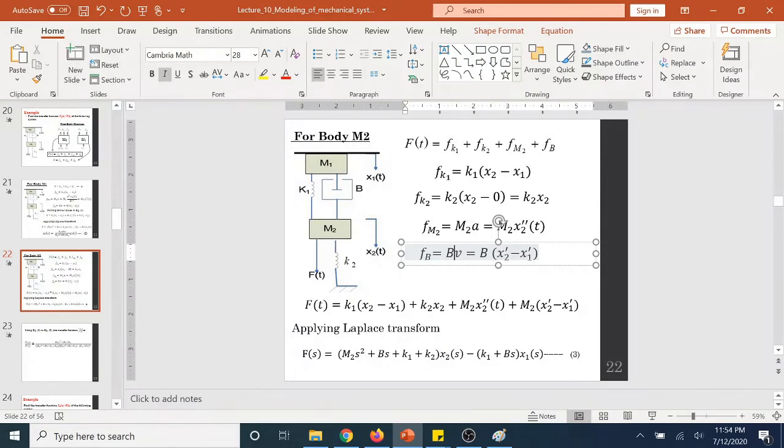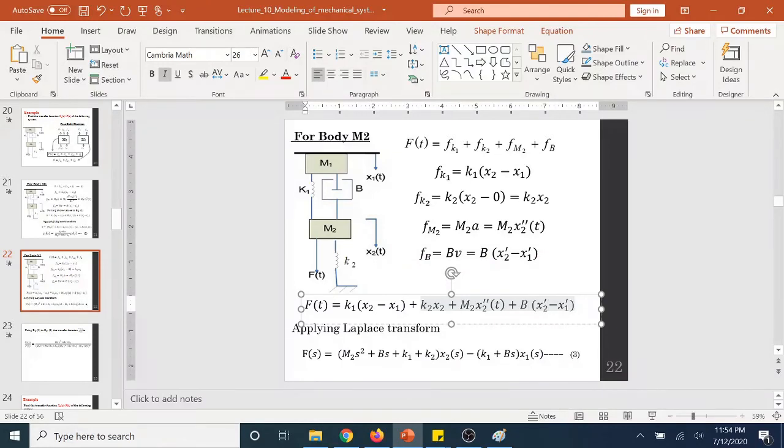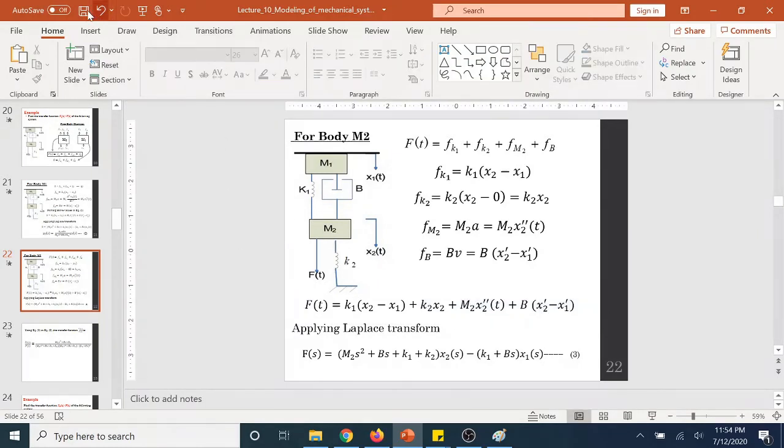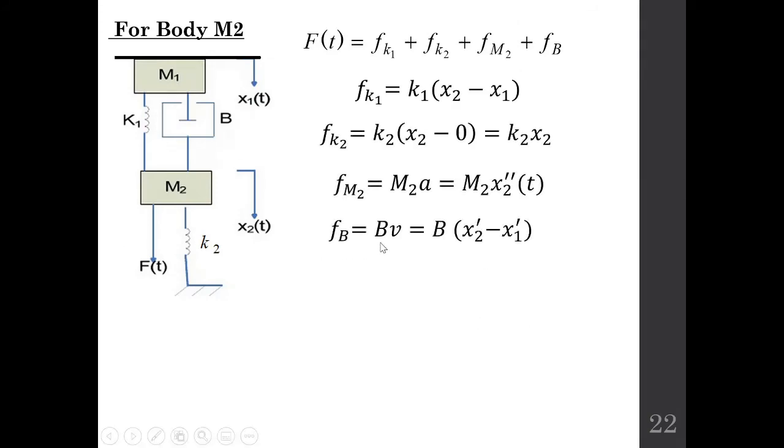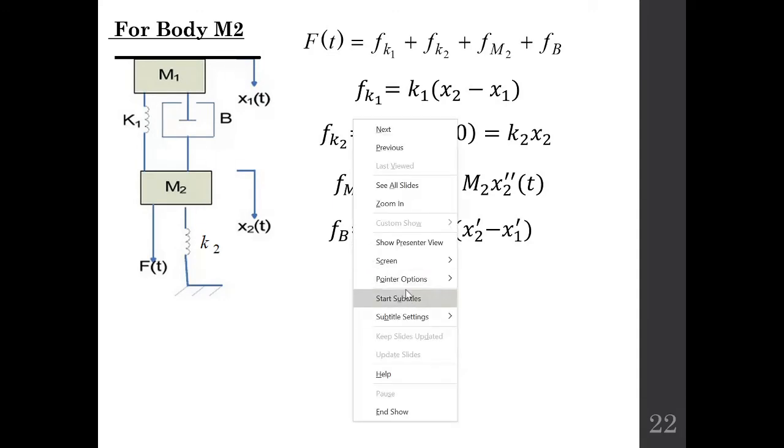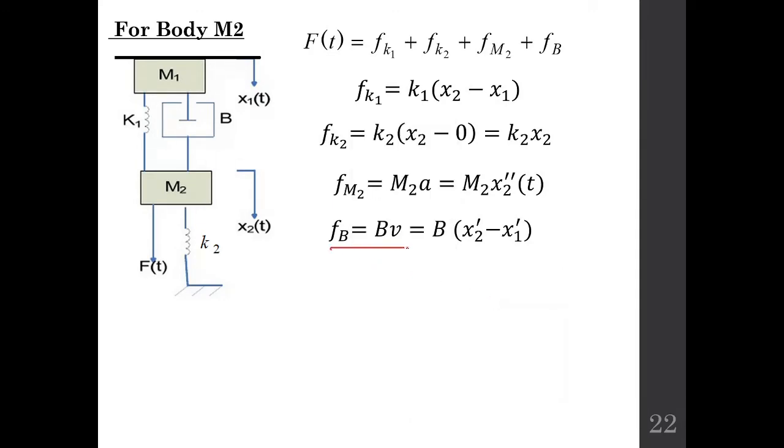And we have B here as well. Okay, so that's fine actually. Okay, so the force applied by this dashpot on this body M2, F of B, is equal to B into V, or B into x2 dash minus x1 dash.